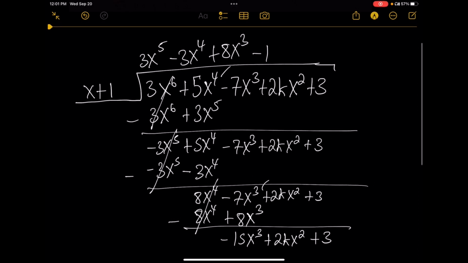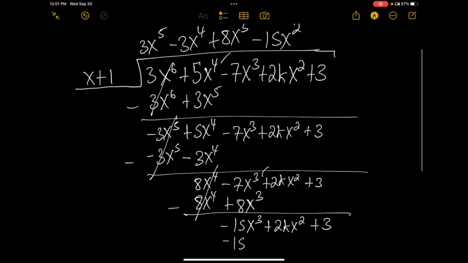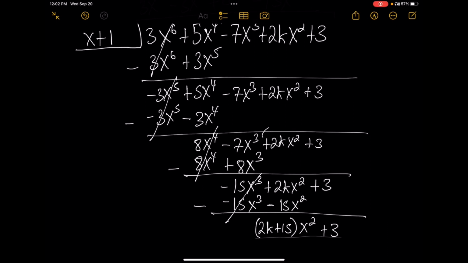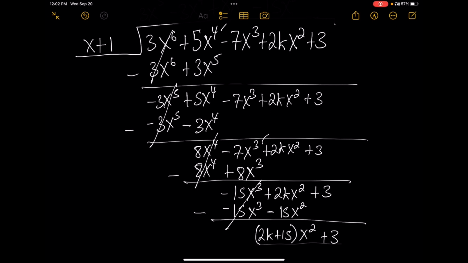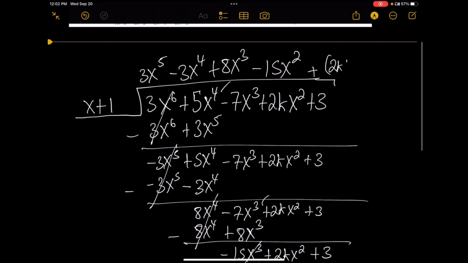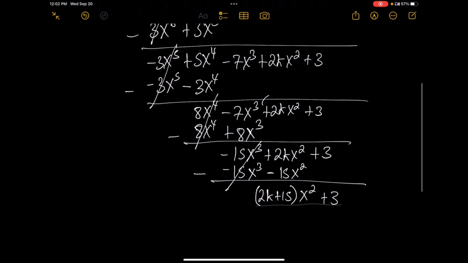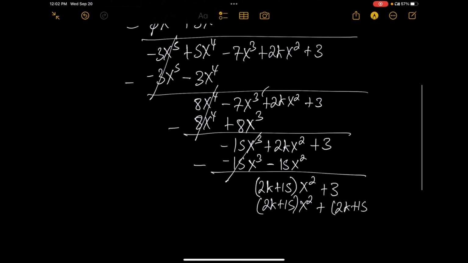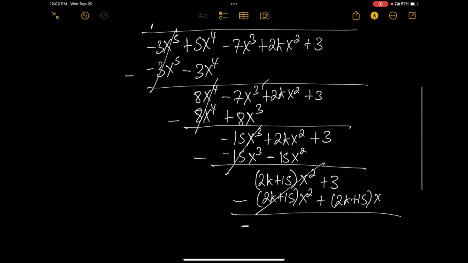Then we put negative 15x squared in the quotient, and negative 15x to the power of 3 minus 15x squared. Then we subtract and the positive cancels. Negative, positive 15x squared, then there is 2kx squared, so 2k plus 15 x squared. Then the plus 3 comes down. Okay, then here we put plus 2k plus 15x. Plus (2k plus 15x) times x, we get (2k plus 15) x squared, plus (2k plus 15x) times 1, we get 2k plus 15x. We subtract, this cancels, negative (2k plus 15)x plus 3 remains.